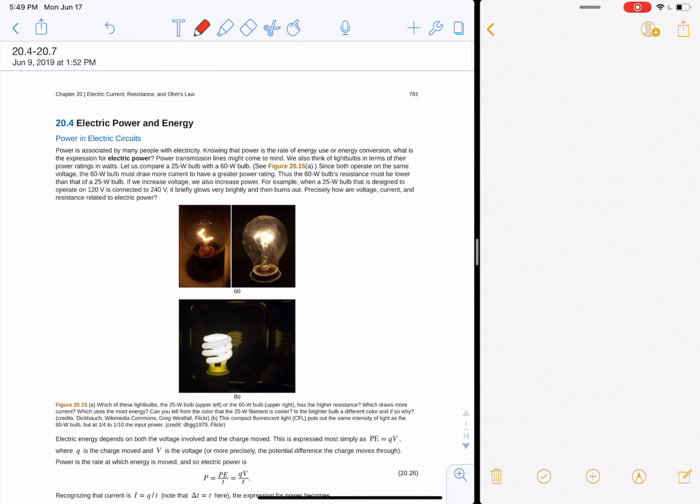Alright, moving on to chapter 20.4 and on, we're talking about electric power and energy. It starts out by saying that power is associated with electricity. So what gives? We know that 25 watt bulbs are dimmer than 60 watt bulbs.